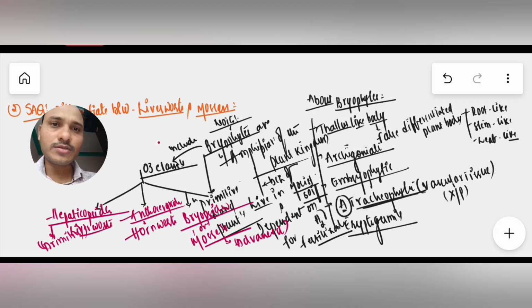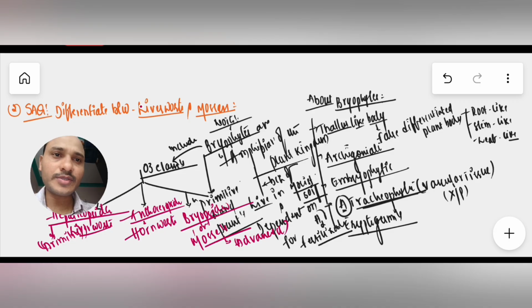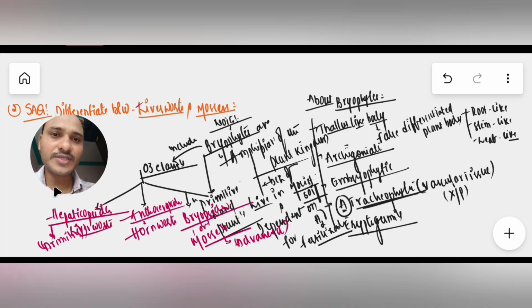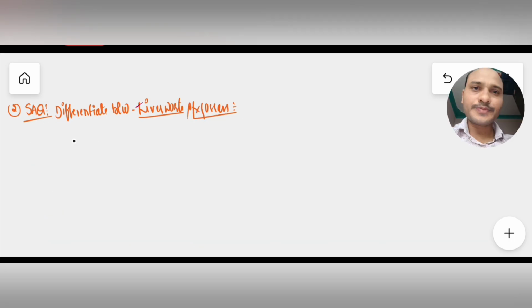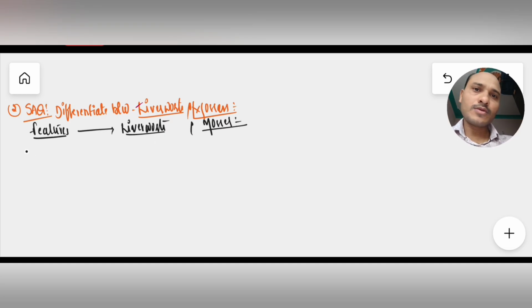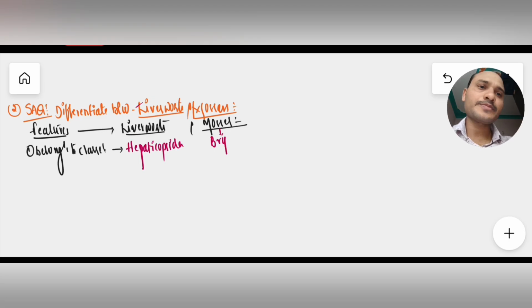Okay. So in questions here, you may see 'differentiate between liverworts and mosses'. So here we need to differentiate between Hepaticopsida and Bryopsida. First, features of liverworts and mosses. Okay, so the first feature: they belong to various classes, and also the common name. Liverworts belong to which class? They belong to Hepaticopsida, and mosses belong to Bryopsida.